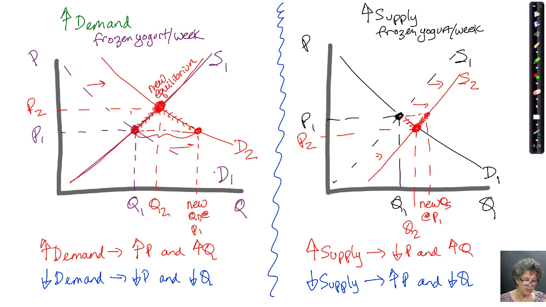There's one more story, and it gets a little more complicated, and that's what happens if both of these things shift at the same time. Now, in section, you're going to go through a variety of scenarios, and I'm going to just show you a couple of them here to try to illustrate what the challenge is when you have both things shifting at once.